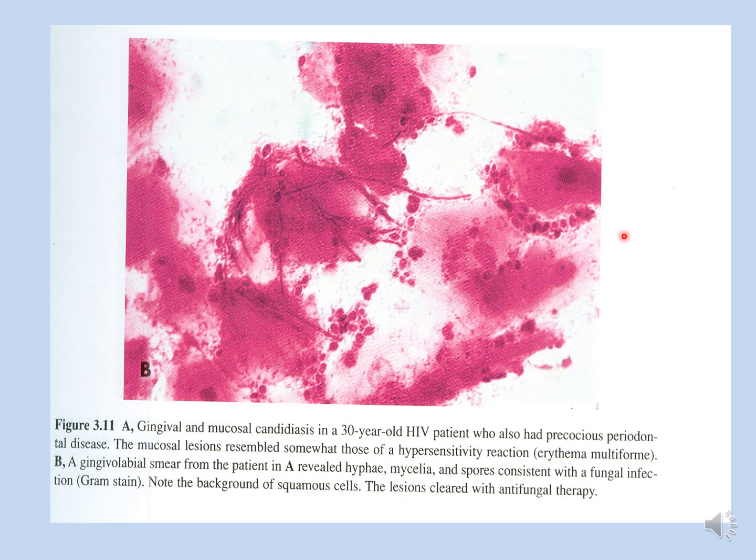This is the microscopic image of a swab that is done, right? So what you're basically seeing are epithelial cells, and these are the hyphae and spores that you can see. What's written down here is gingival mucosal candidiasis in a 30-year-old HIV patient who also had precocious periodontal disease. The lesion resembled somewhat those of a hypersensitivity reaction. A gingival-labial smear of the patient in A revealed hyphae, mycelia, and spores, and the background of squamous cells can be seen. The lesion cleared up with antifungal therapy.